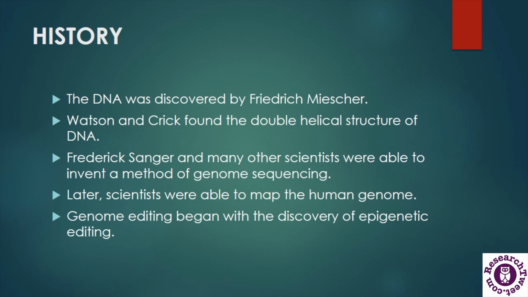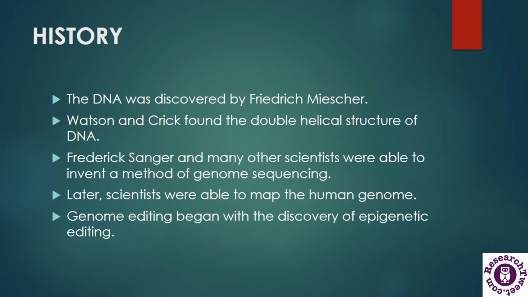So let's understand about the history and discovery of genome editing. Basically, the concept of genome editing started with the discovery of nucleic acids by Friedrich Miescher. Friedrich Miescher discovered DNA and RNA, and later on Watson and Crick found the double helical structure and the chemical structure of the DNA molecule. They were also awarded the Nobel Prize for their discovery.